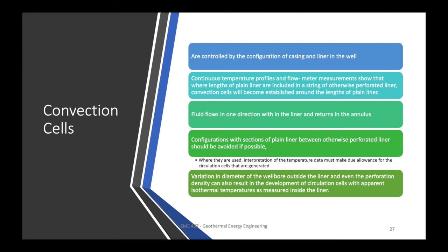Configurations with sections of plain liner between otherwise perforated liner should be avoided if possible. Where they are used, interpretation of the temperature data must make due allowance for the circulation cells that are generated. Variation in diameter of the wellbore outside the liner and even the perforation density can also result in the development of circulation cells with apparent isothermal temperatures as measured inside the liner.